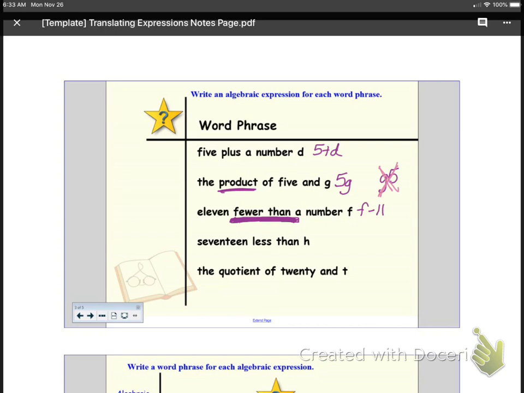Same thing here, 17 less than h. If we used 20 for h, 17 less than 20, we would say, oh, well, the answer is 3 because that 17 is being taken away. So then this is h minus 17. The quotient, which tells us divide, of 20 and t. 20 comes first, so this would be 20 over t. Be very careful with how you write your lowercase t's so that they don't look like a plus sign.